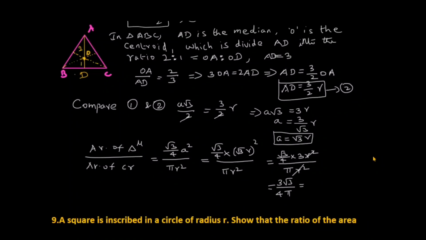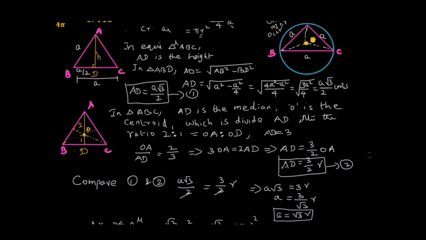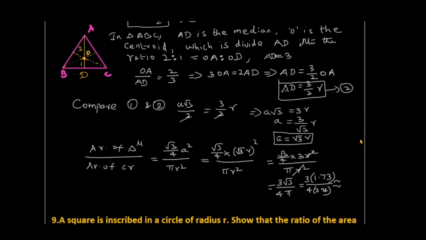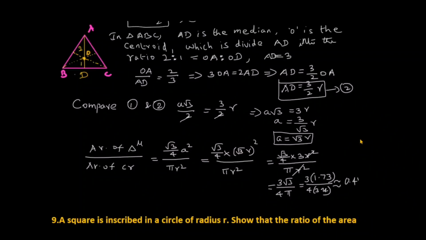So when we replace the values, root 3 as 1.73 divided by pi as 3.14, multiplying by 3 and dividing, approximately we get the answer 0.413. 0.413 will be the answer.